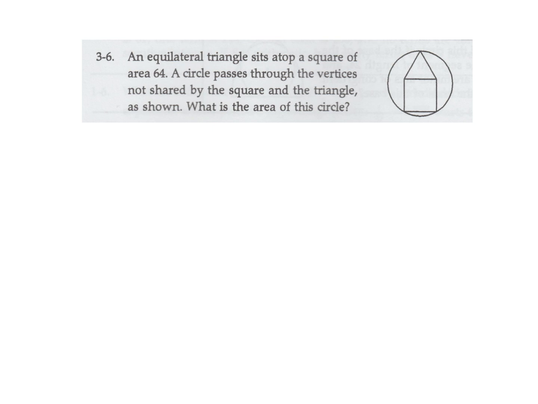An equilateral triangle sits atop a square of area 64. A circle passes through the vertices not shared by the square and the triangle, as shown. What is the area of the circle?